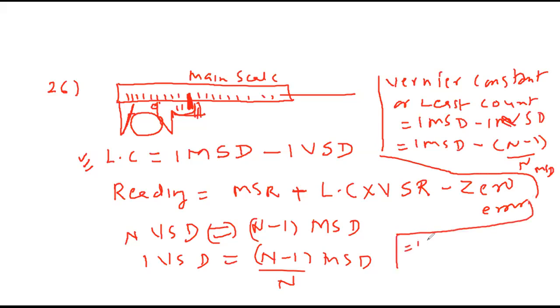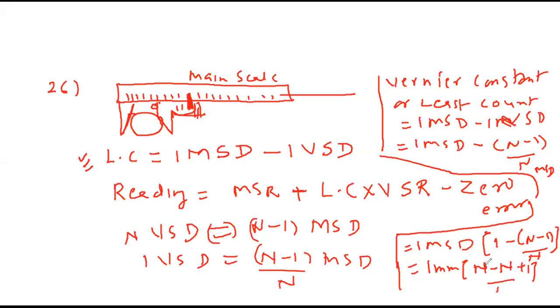This is one main scale division. I will take common. Inside I will get 1 minus N minus 1 upon N. One main scale division is given as 1 millimeter. When you cross multiply, N minus N plus 1 upon N, N cancel. 1 millimeter is 1 upon 10 centimeter, into 1 upon N in centimeter. Is the option given?